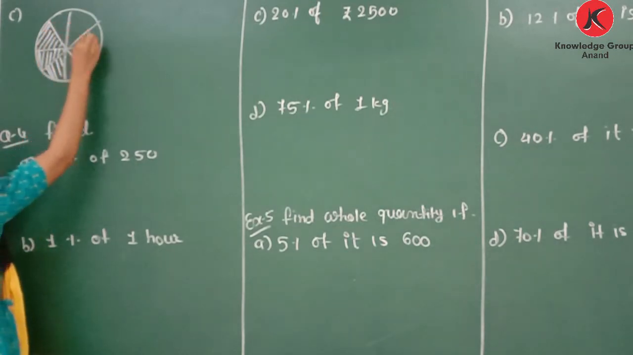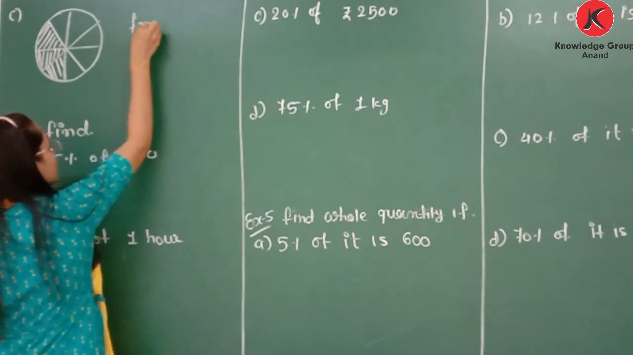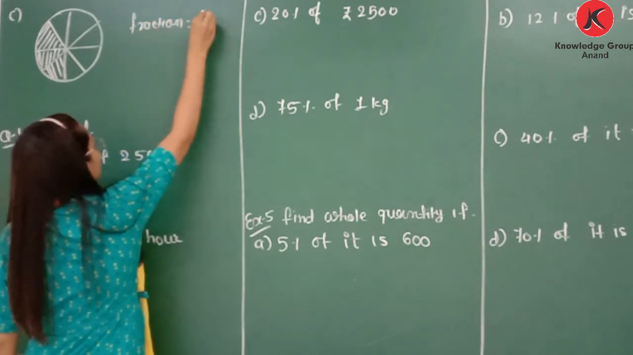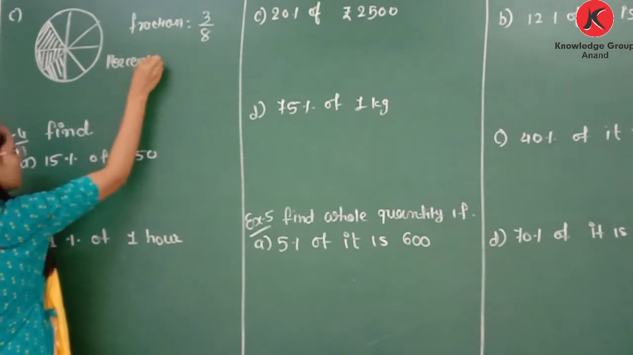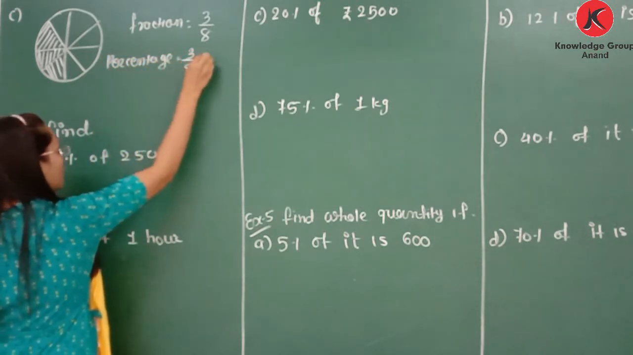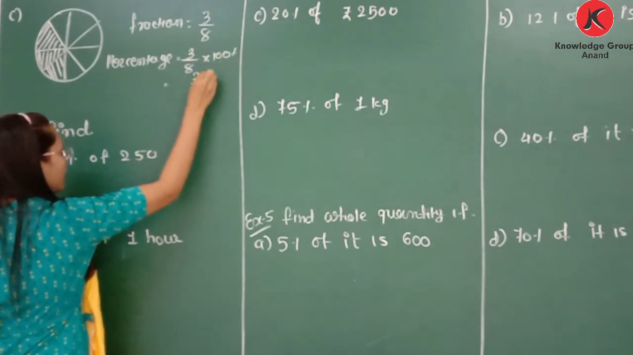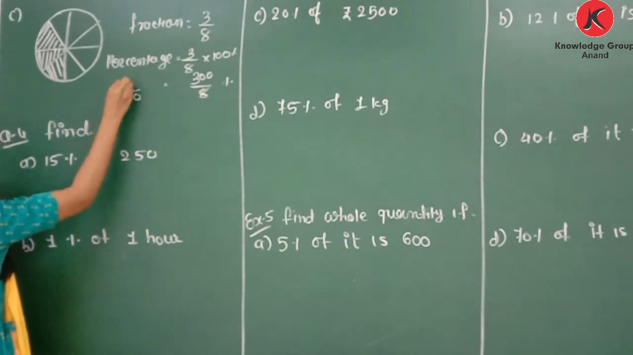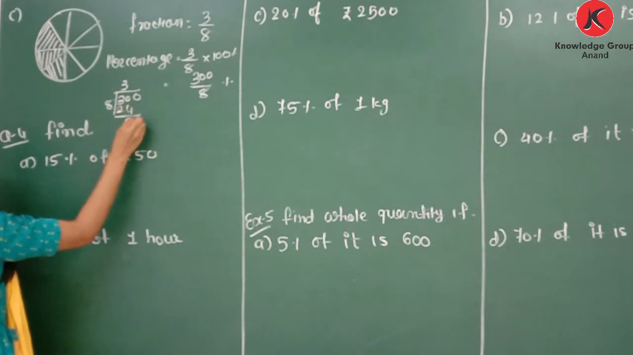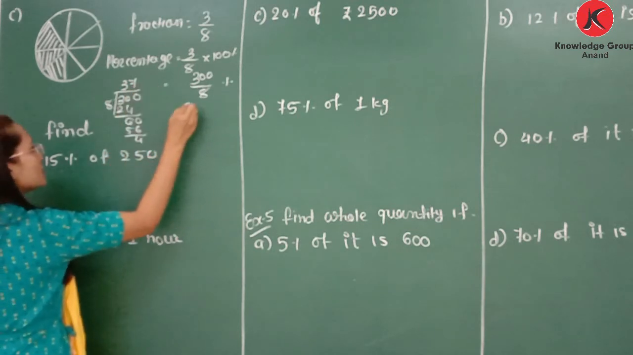The part is divided into 1, 2, 3, 4, 5, 6, 7, 8, 8 equal parts. And from that 3 parts are colored. So as a fraction we can represent it as 3 by 8. Now percentage we can find by multiplying with 100%. Now 300 divided by 8. So divide 300 by 8. So it is 37.5%.